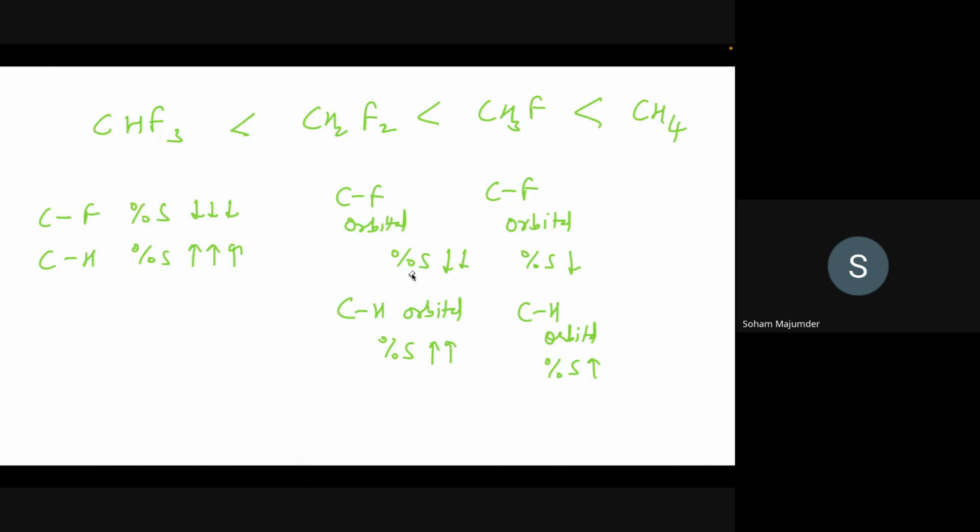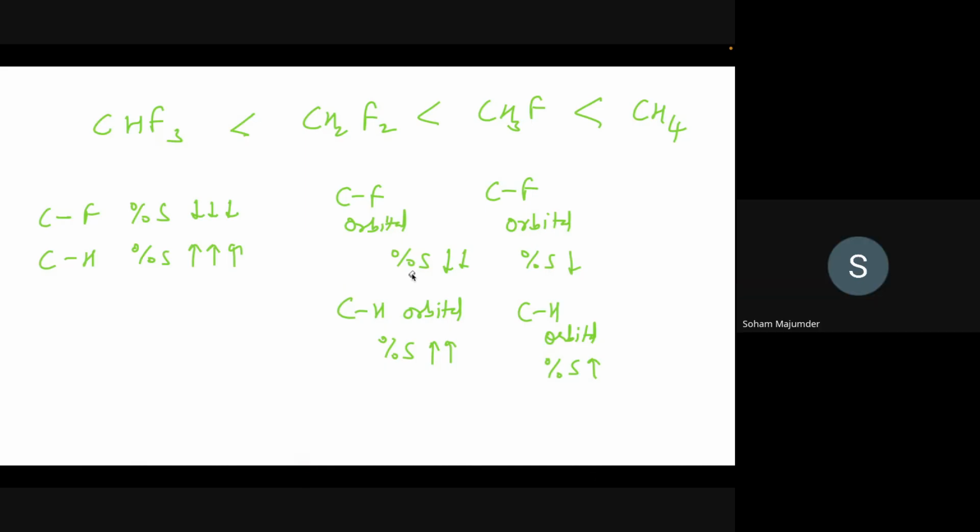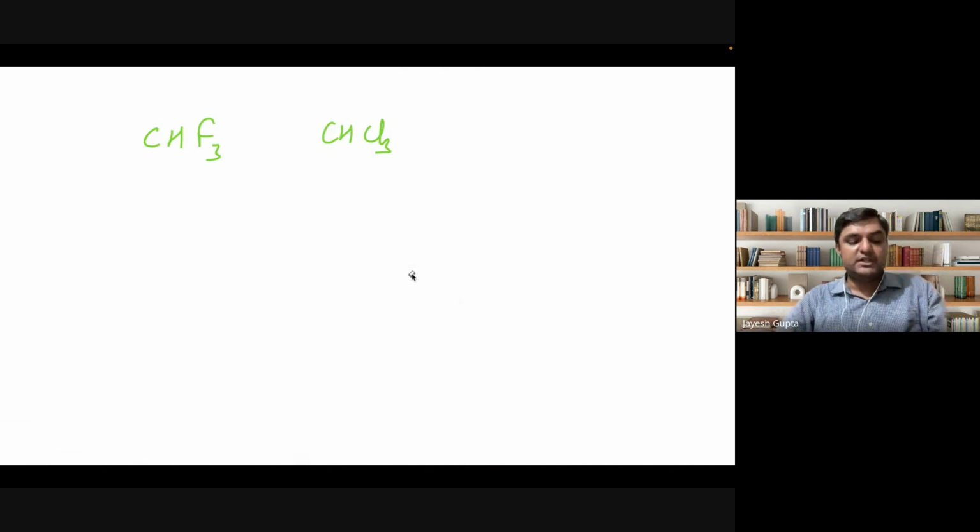Carbon fluorine will have less percentage S character, because the percentage character we are talking about is of the orbital in which the atom is going to take position. If you take higher percentage S character, fluorine will repel from that position. So fluorine will go to the position which has less percentage S character. Understood? So whatever you got, the opposite will be coming. Otherwise, you have done right.